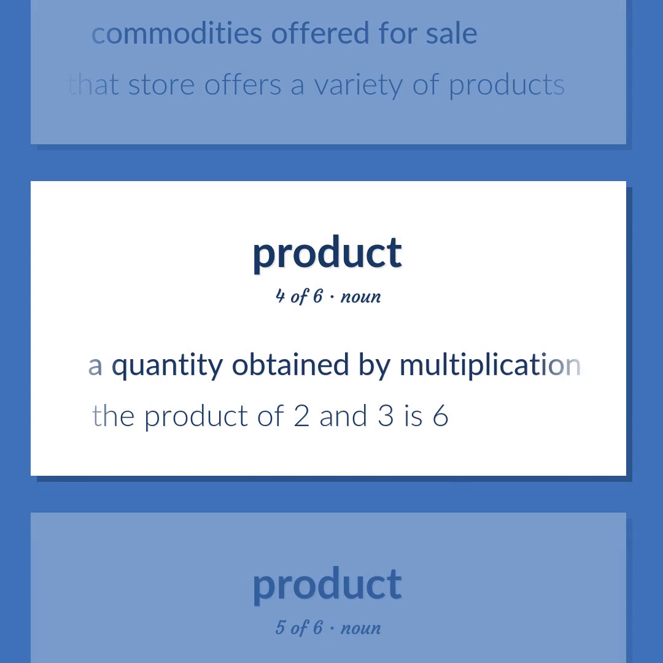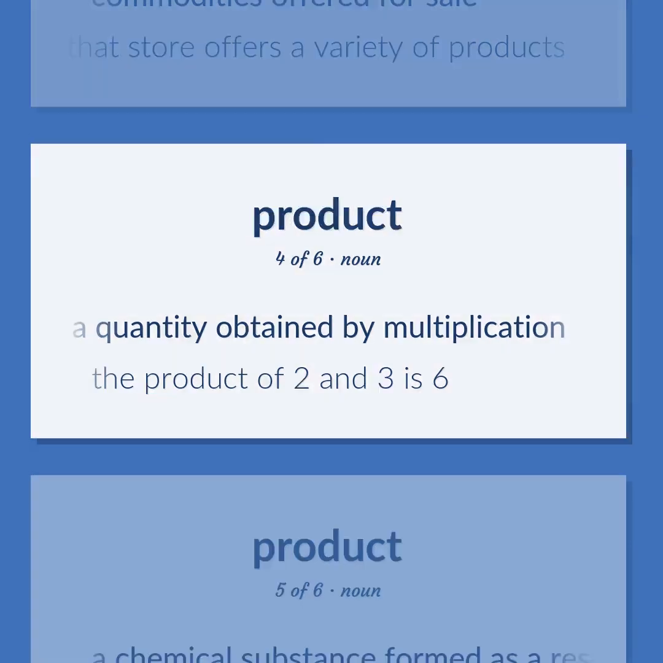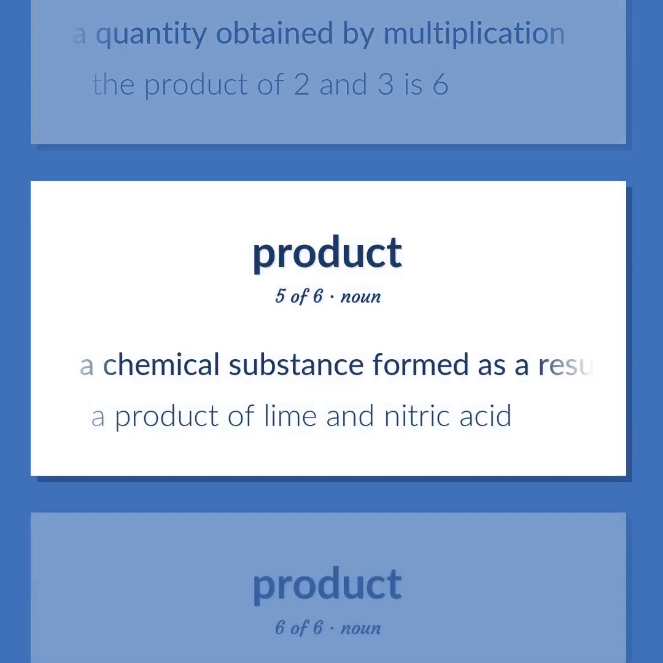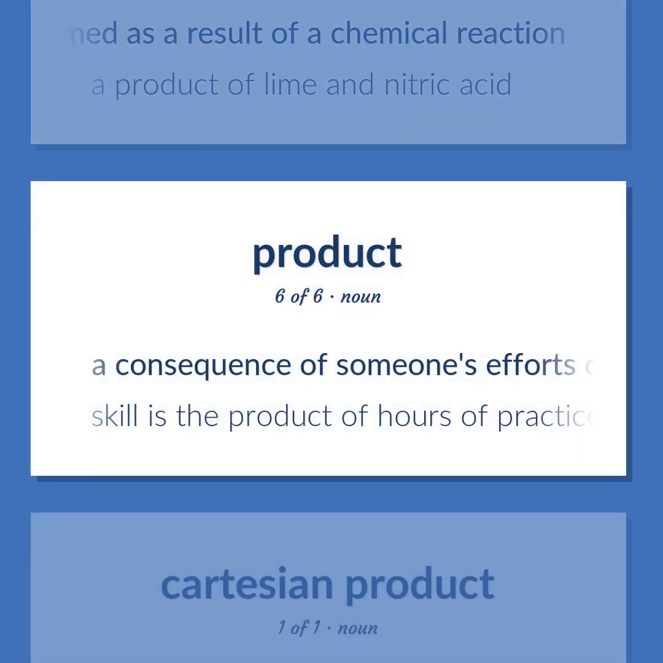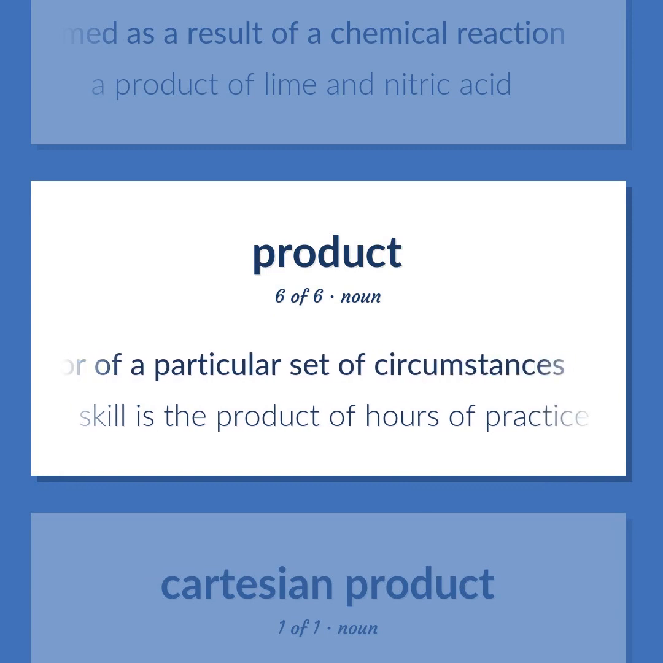A quantity obtained by multiplication. The product of 2 and 3 is 6. A chemical substance formed as a result of a chemical reaction. A product of lime and nitric acid. A consequence of someone's efforts or of a particular set of circumstances. Skill is the product of hours of practice.